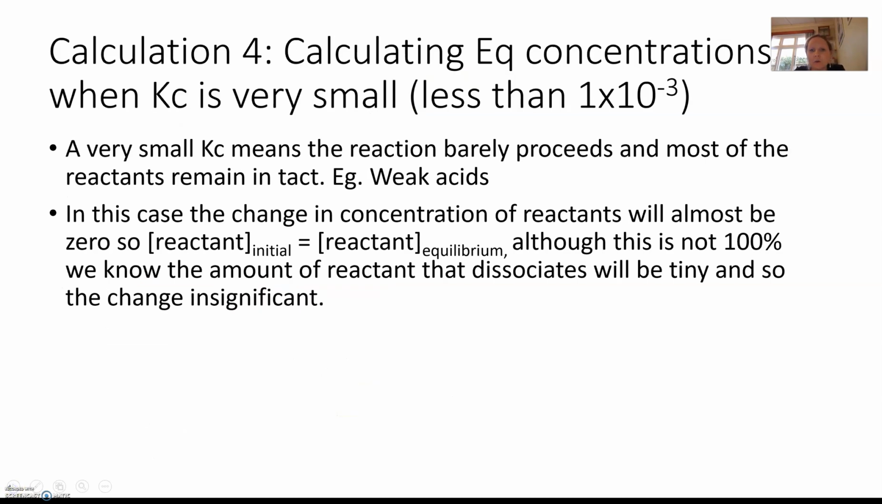Okay, calculation 4, so this is kind of the last part of this segment. This is calculating equilibrium concentrations if the Kc is teeny tiny. And we say teeny tiny is 1 times 10 to the negative 3.